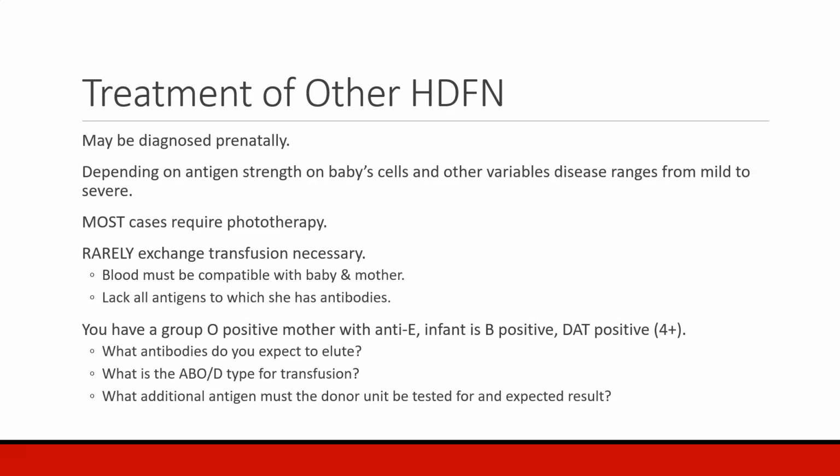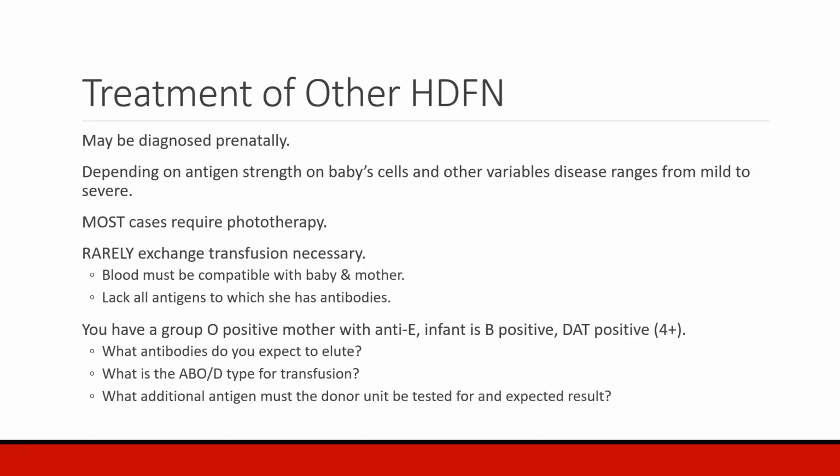The donor blood must be compatible with the baby and the mother. The donor blood must lack all antigens to which she has antibodies. So you have a group O pos mother with anti-E. The baby's B positive, the DAT is positive, 4+. What antibodies do you expect to elute? Pause the presentation. You will expect anti-B, anti-A,B, and anti-E to be eluted from that baby's cells.